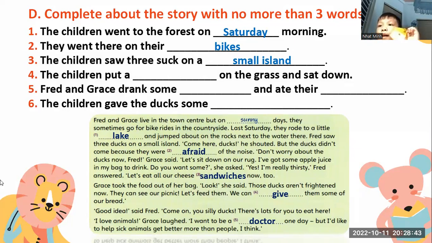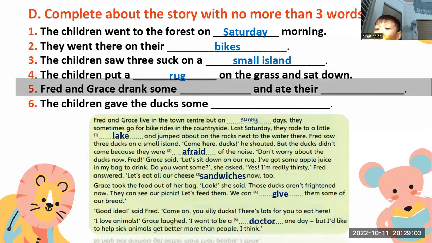put the bag on the ground and sat down. Okay, so the children put a mat. Okay, put a rug on the grass and sat down. How about number five?